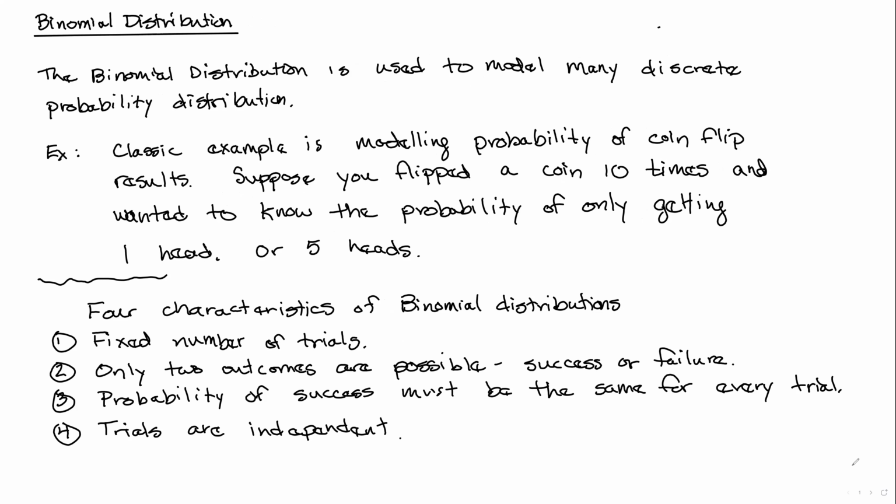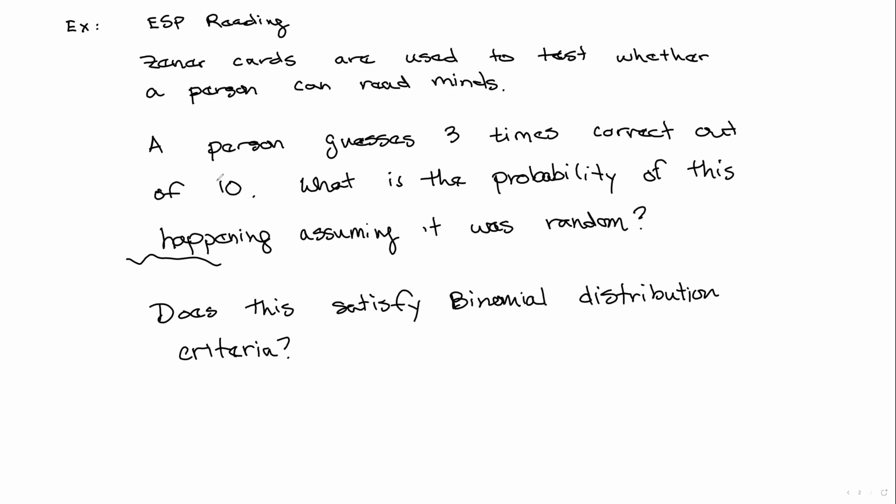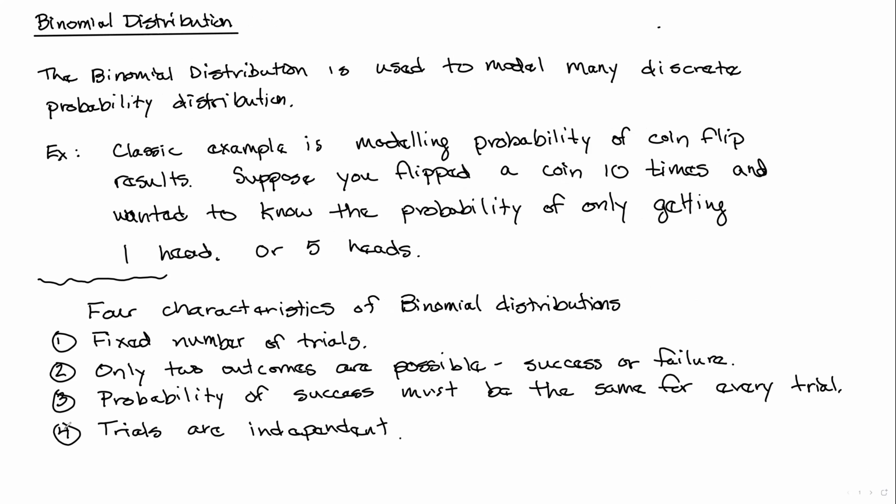Are there only 2 outcomes possible? Yes, there are only 2 outcomes possible. Either you guess the card correctly or you don't. So it's one or the other. There's no shades of gray. 3, the probability of success is the same for every trial.